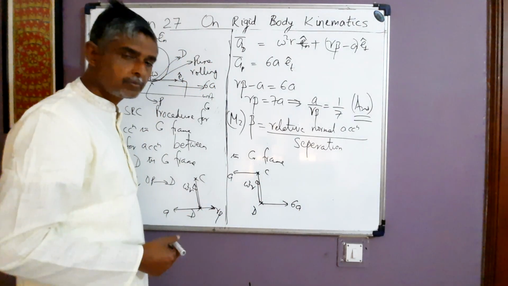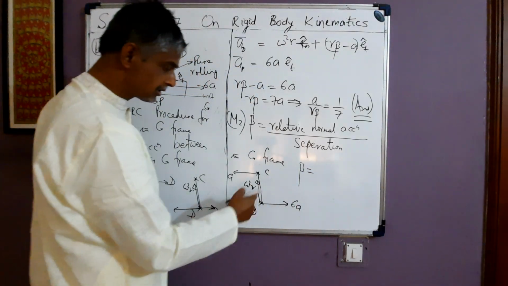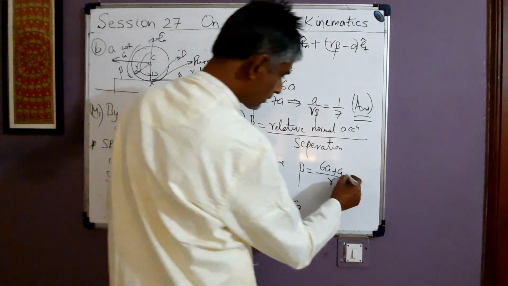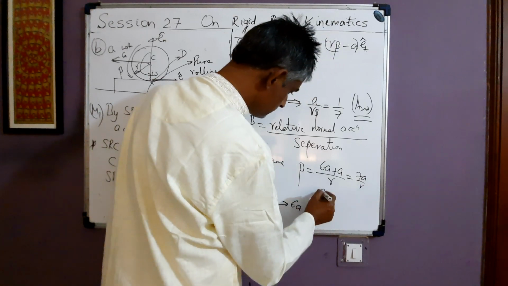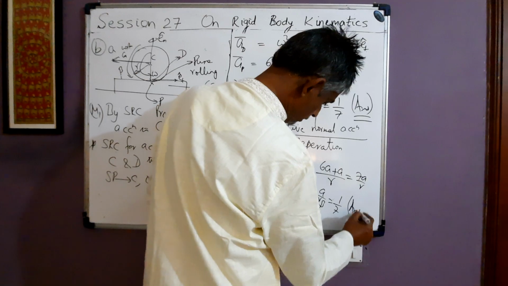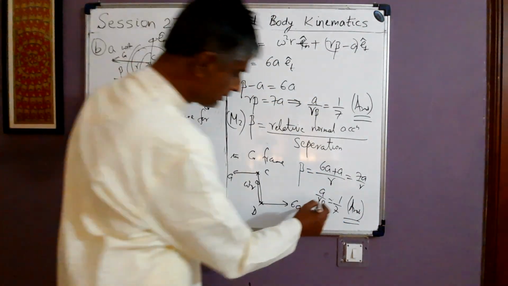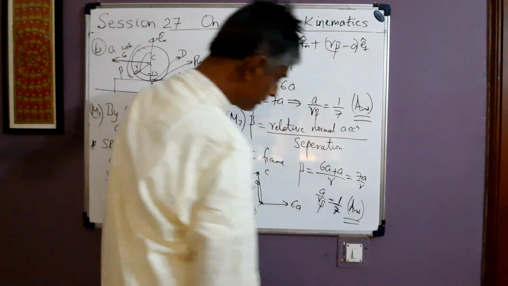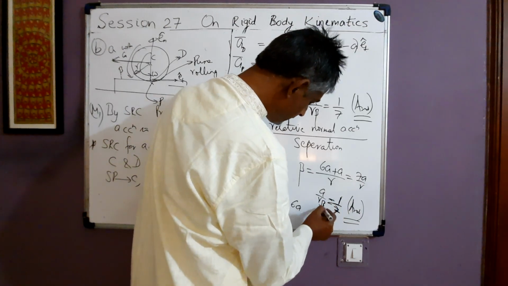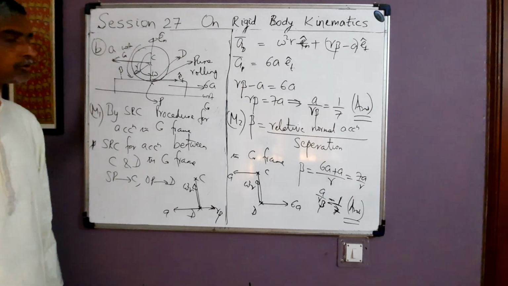Both are in opposite directions. So from the theory of relative acceleration between two moving points, angular acceleration beta is the relative normal acceleration, which is 6A plus A, by the separation, which is simply R. That becomes 7A by R. So A by R beta becomes 1 by 7, which is therefore the required answer. The value of A by R beta becomes 1 by 7, which we obtained by the other method also.